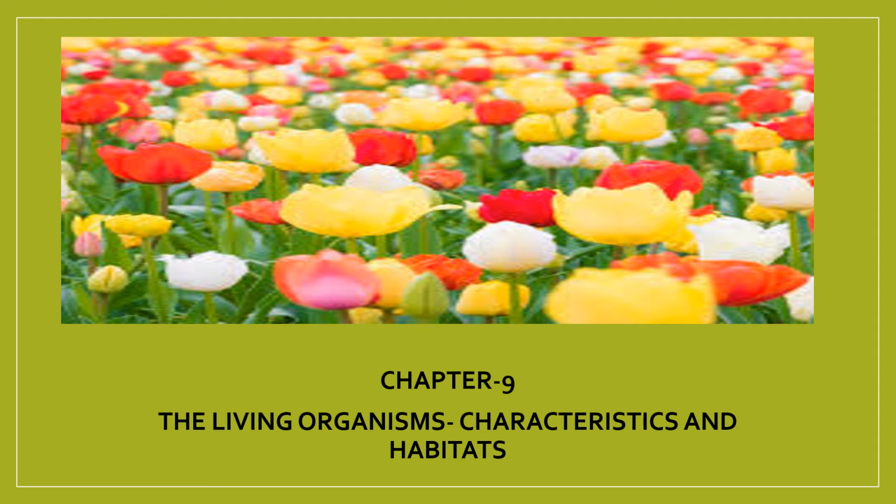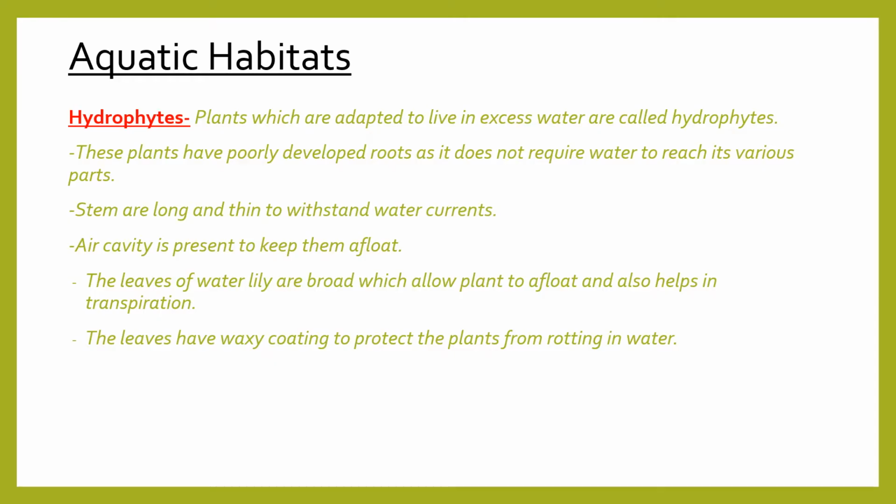Hello students, in today's video lecture, we will continue class 6, chapter number 9, the living organism, characteristics and habitats. First of all, we will see about aquatic habitats. The habitats having water all around are called aquatic habitats. The important aquatic habitats are ocean, ponds, lake, river.